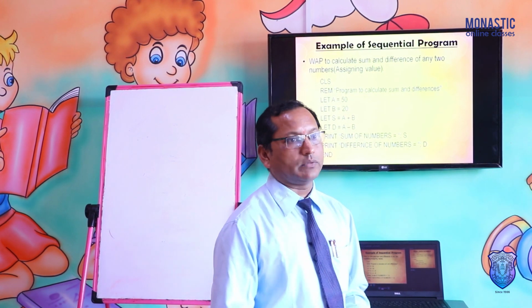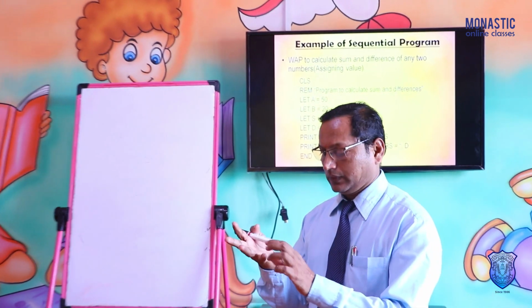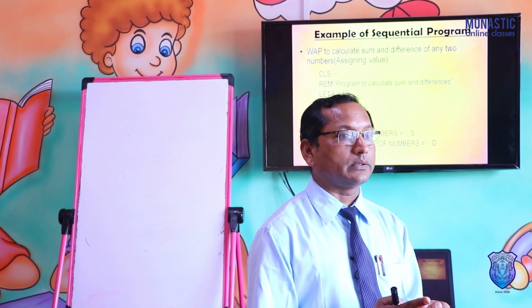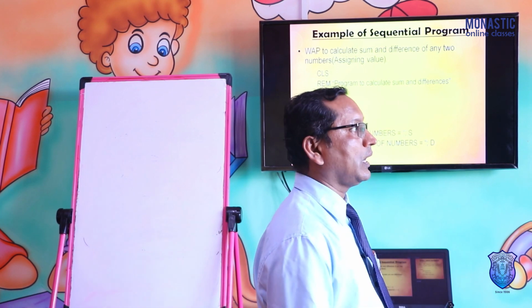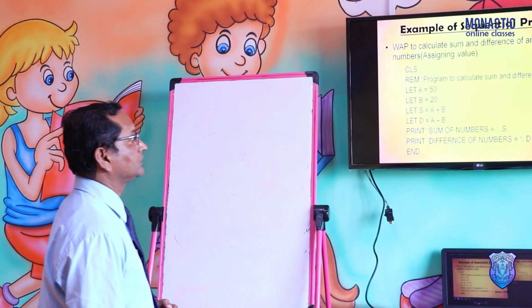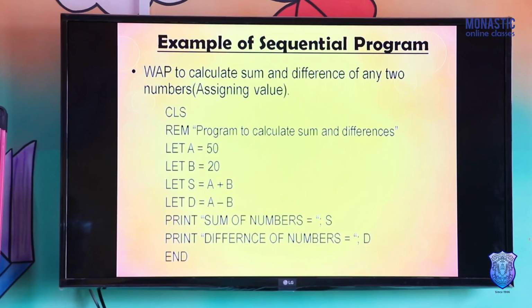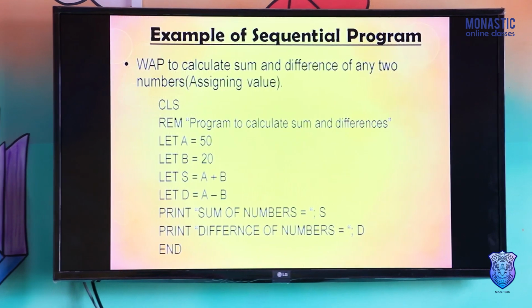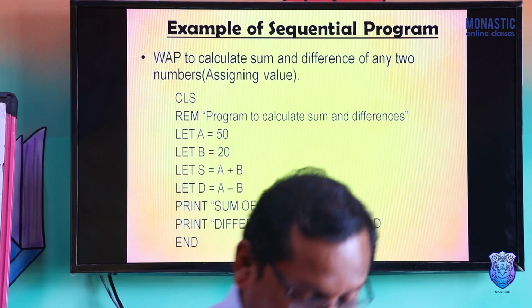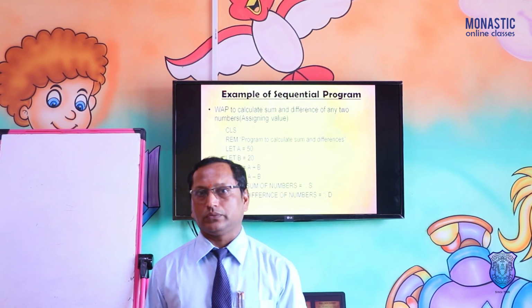In the beginning of the first part, I also discussed that there are three basic structures: sequential, selection, and looping. In this part I am going to discuss how to write the sequential program. Here I have written one question: calculate the sum and difference of any two numbers by assigning value. There are two ways we can write the program: by assigning value and by asking value.